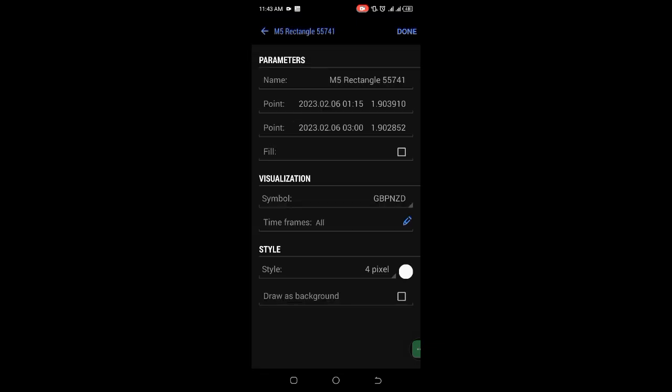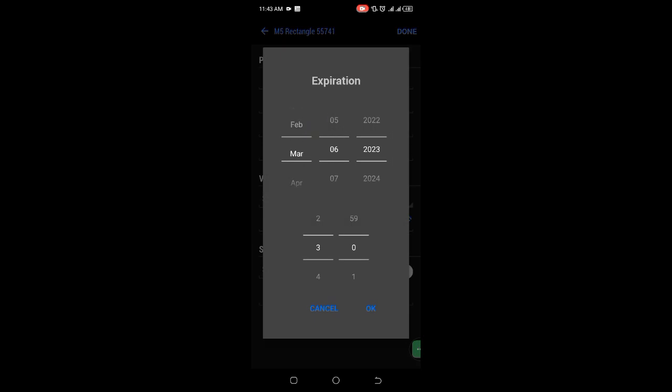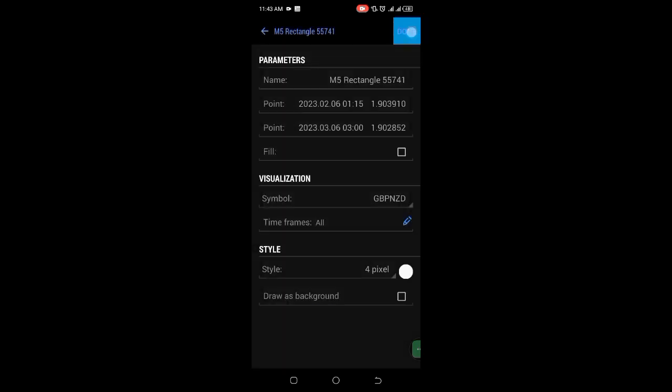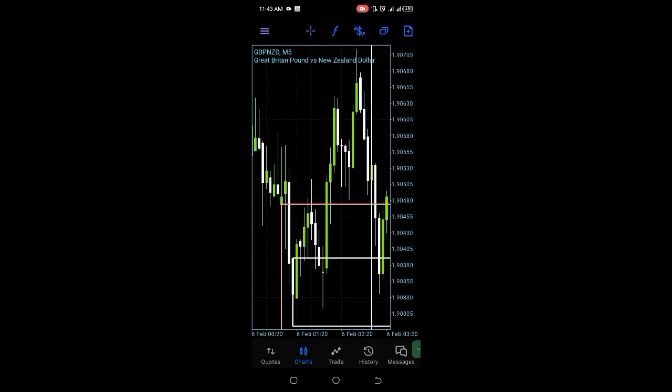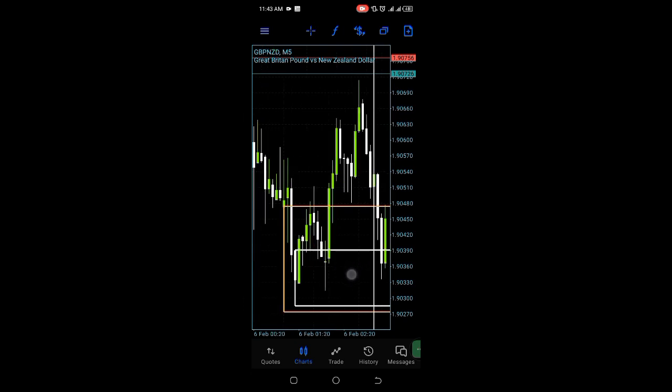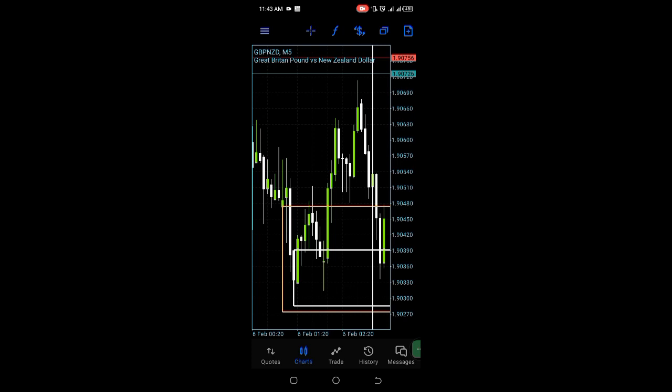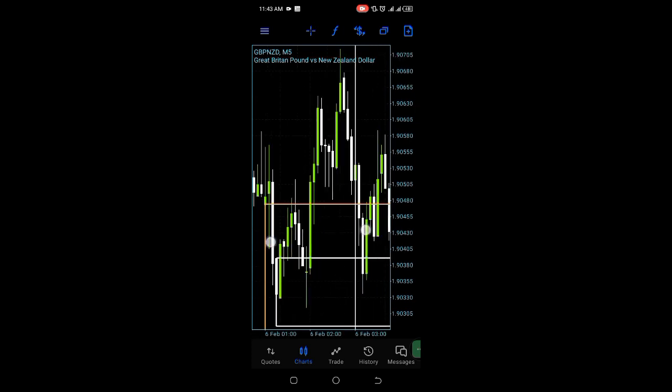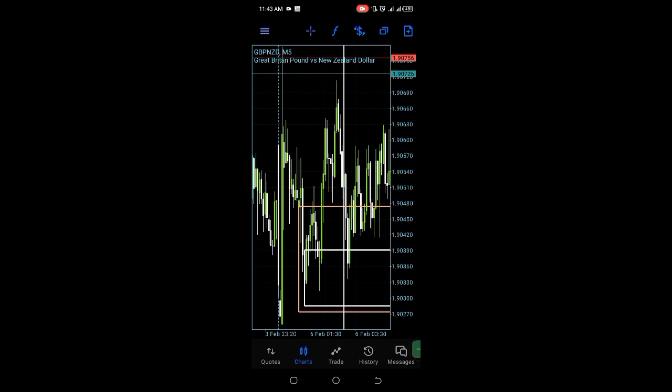So let me make this white and then I will extend this into the future. Okay, so you can see here there is a zone here. Price went up, came back inside that zone, but the zone is still valid. The zone has not been invalidated yet. So that is why I will be playing with this zone.